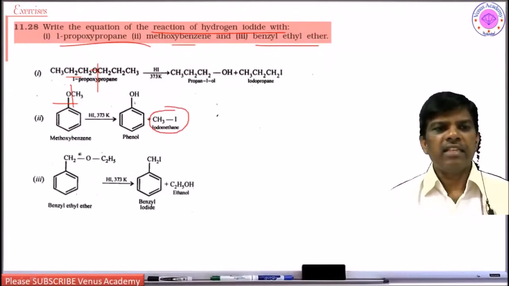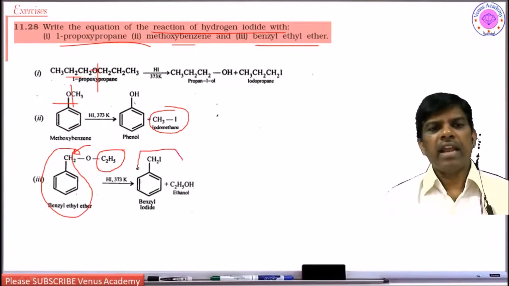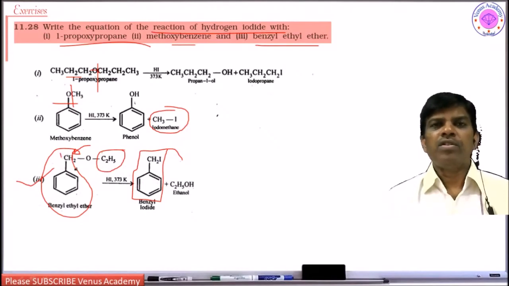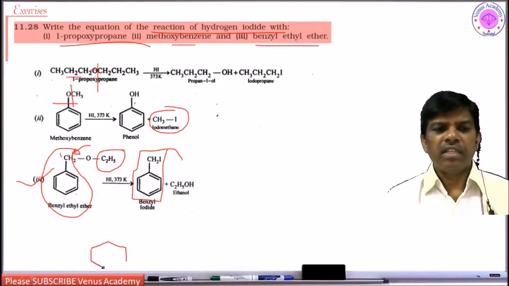And in this case, there are two chances, this side and this side, which is going to get the iodide part. It is going to take up the iodide part because the benzylic carbocation is more stable, so it undergoes SN1 mechanism to give benzyl iodide and ethanol. It is a very important concept, students. So benzyl ethyl ether, benzyl ethers take up this iodide group. That is why benzyl ethers can be cleaved.